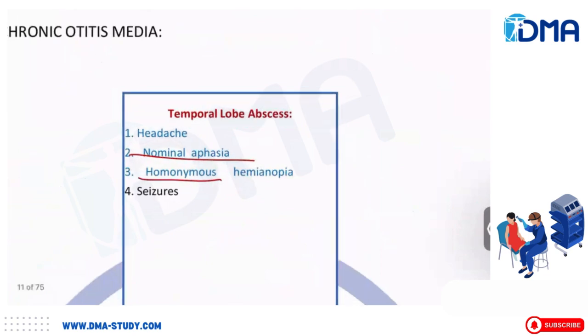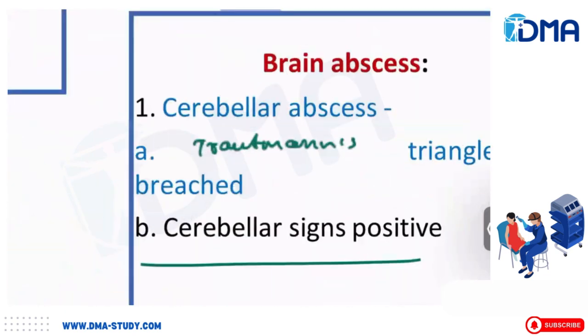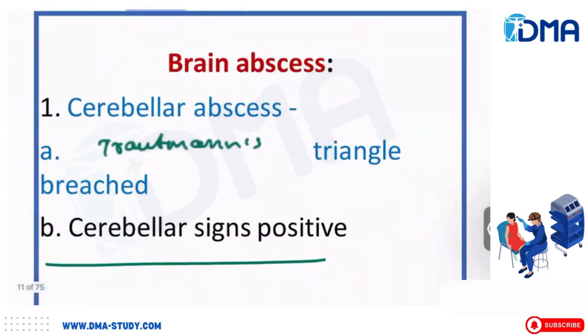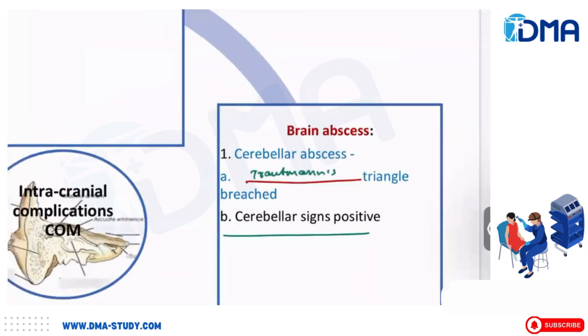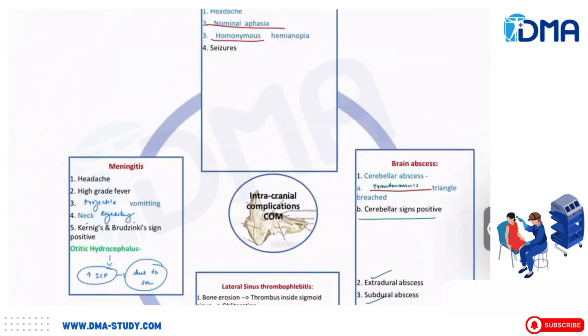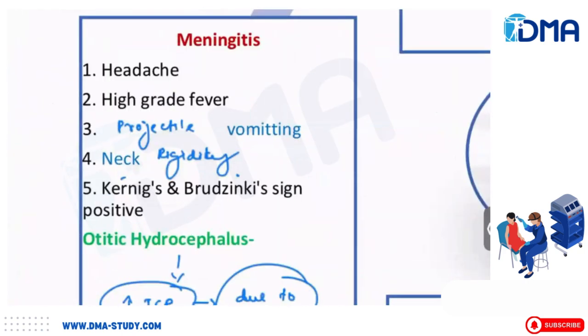That's the important thing. Second one is cerebellar abscess. The cerebellar abscess can happen if the CSOM breaches a triangle called Trautmann's triangle. In this picture, cerebellum is involved, meaning there is cerebellar abscess, and there will be cerebellar signs positive.